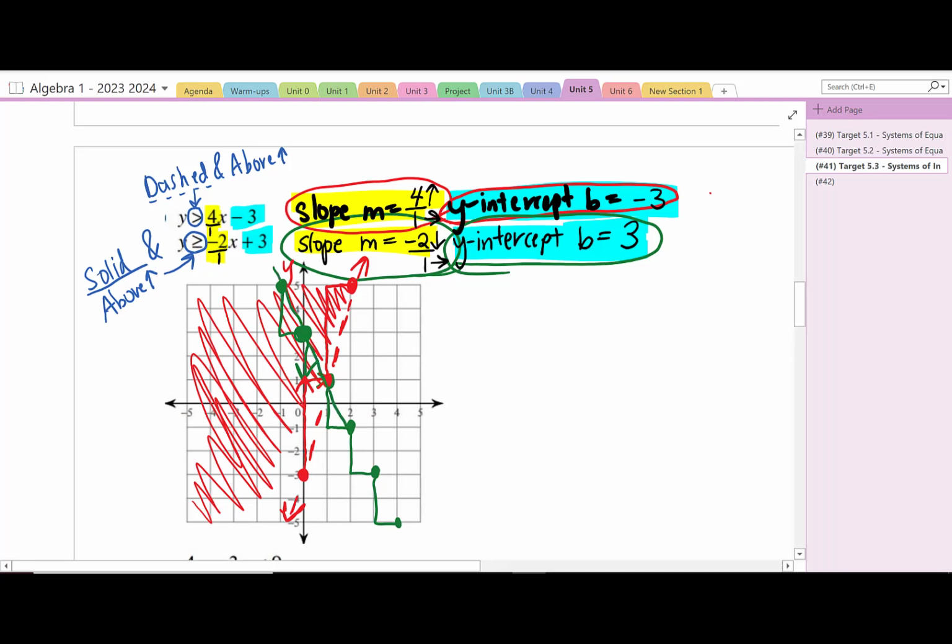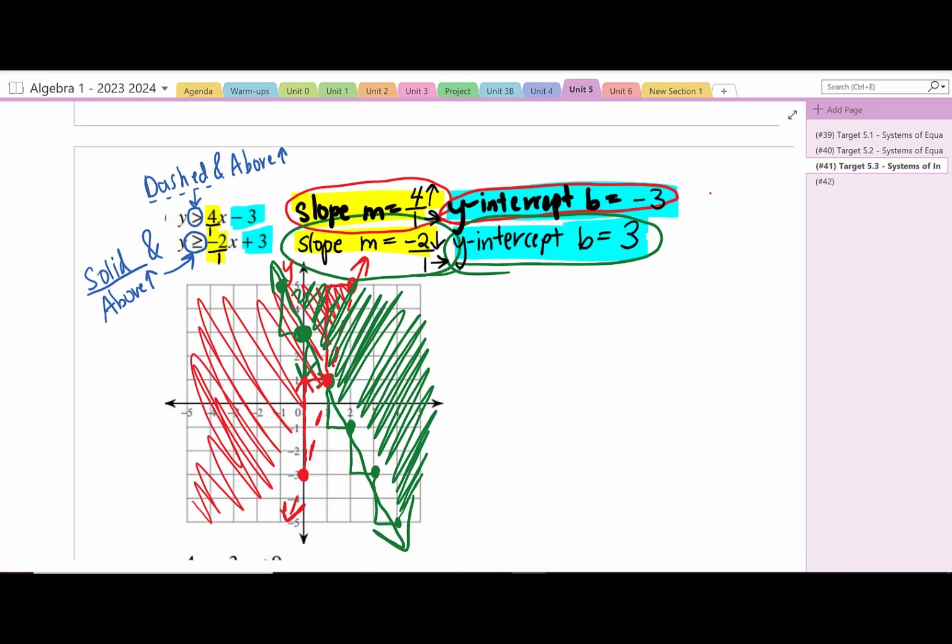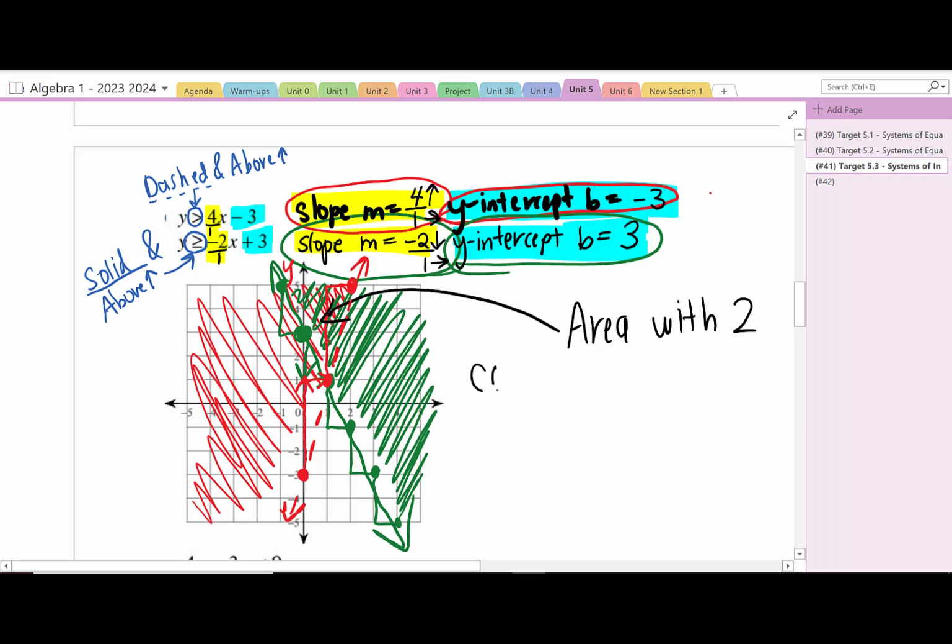So la línea es sólida. And then necesitas pintar arriba de la línea. And now you need to color above the line. Okay, the actual answer is the area with 2 colors. Area with 2 colors is the solution area.